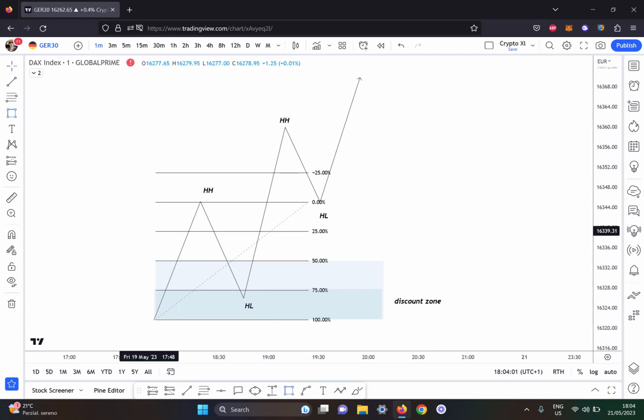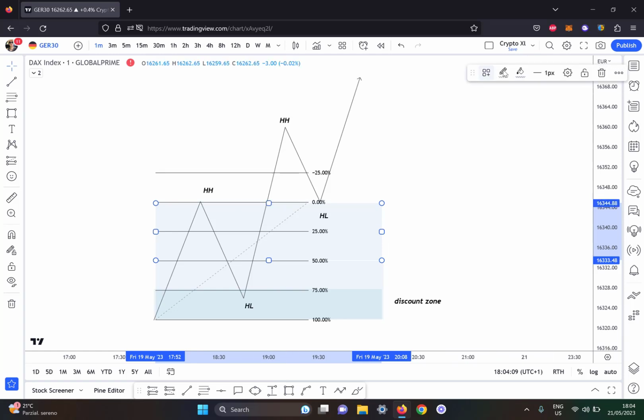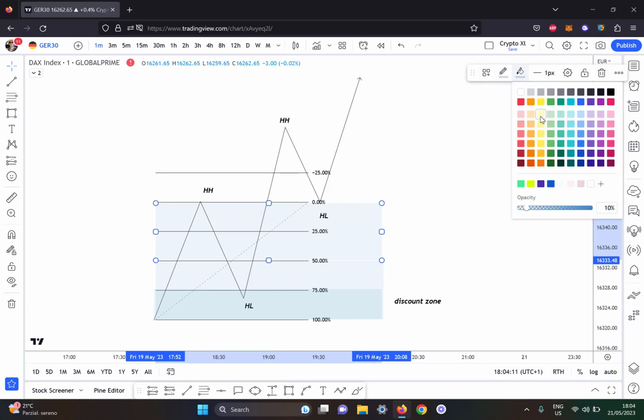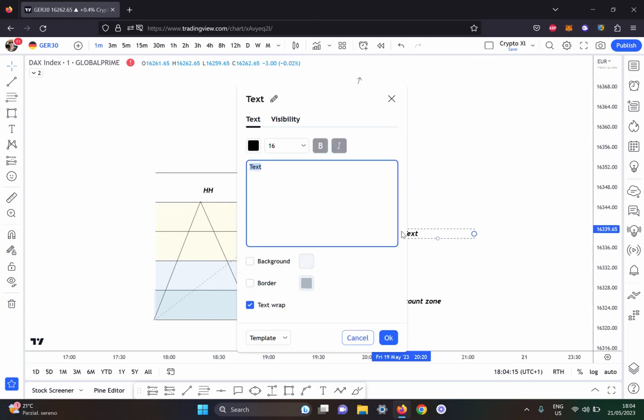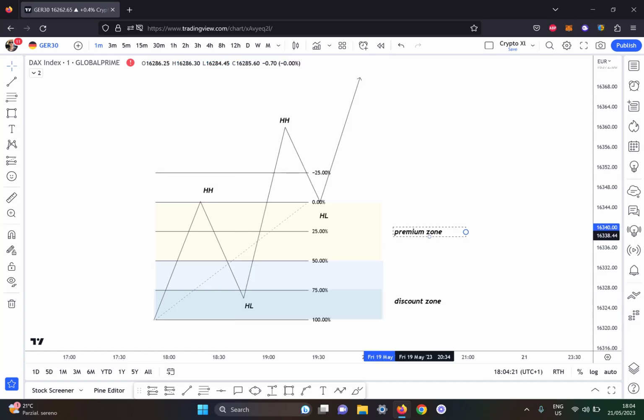And then we have this zone from 0 to 50%. We can mark it with another color, for example yellow. Perfect. And this zone is called the premium zone, and it's not good for you to buy in that zone.